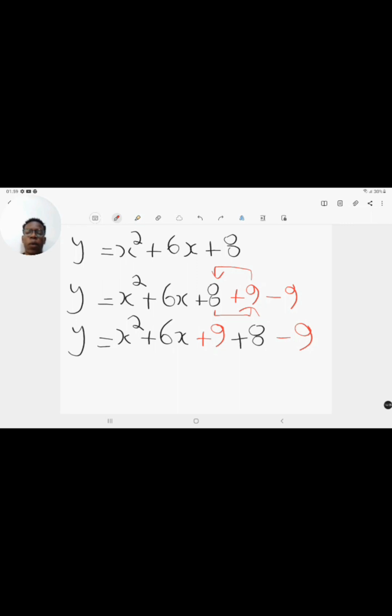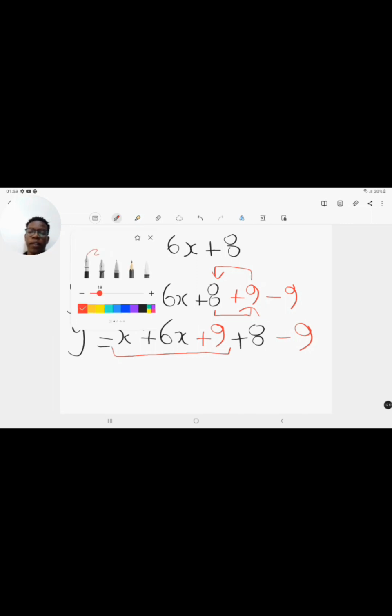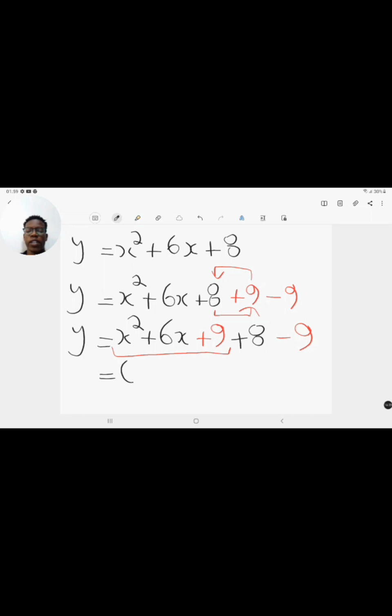Okay, so now I'm going to take this and factorize it. What do I get when I factorize that? Remember how to factorize? If you don't remember how to factorize, just revisit your content from your previous grades. Now when I factorize this, it is going to be x plus 3 and x plus 3. I'm factorizing this stuff here.